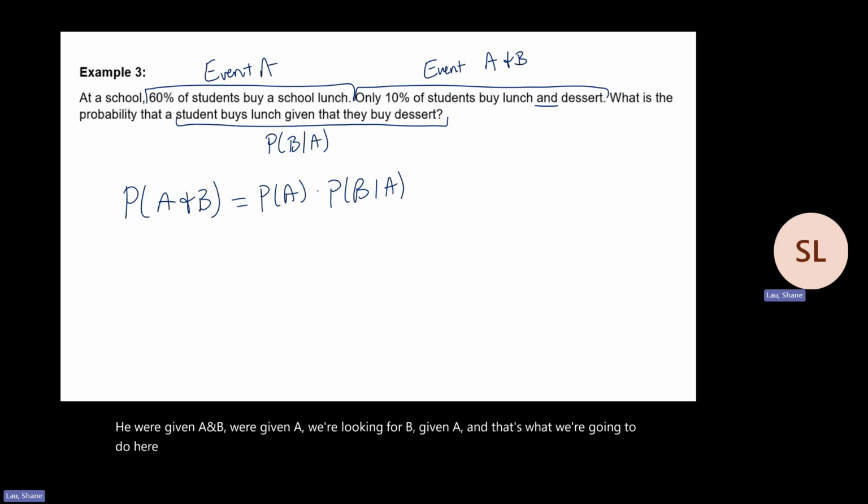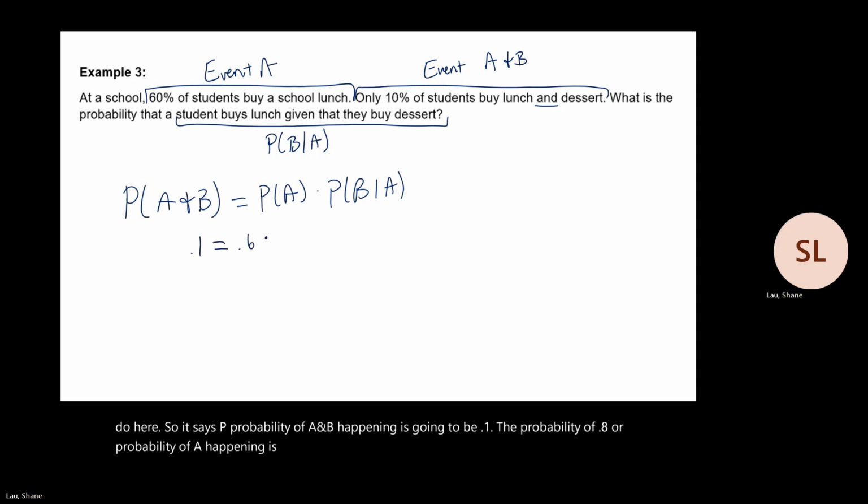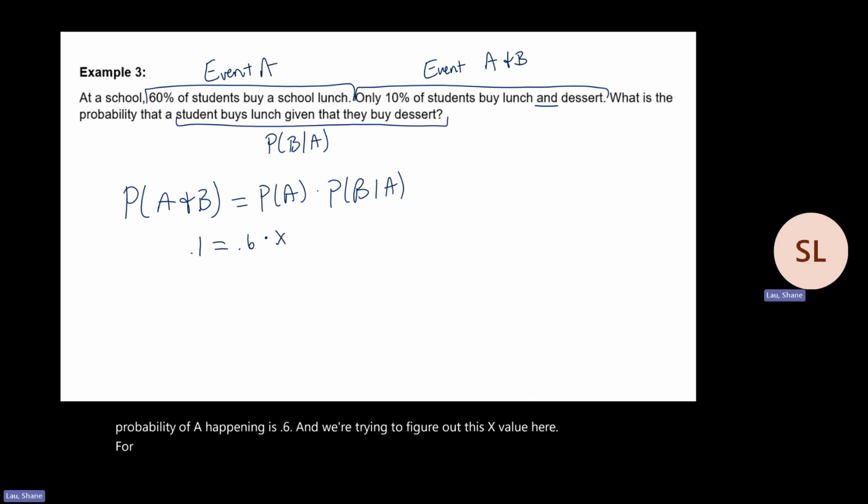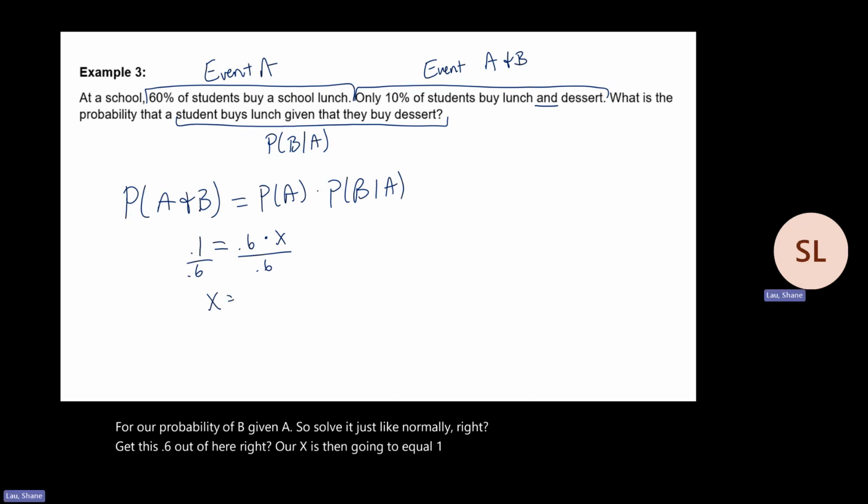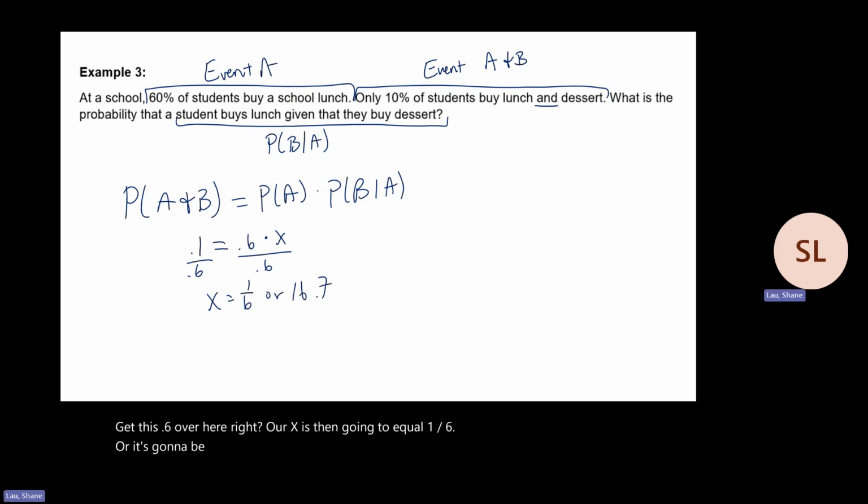So the probability of A and B happening is going to be 0.1. The probability of A happening is 0.6. We're trying to figure out this X value for our probability of B given A. So solve it just like normally. Get this 0.6 out of it, and our X is then going to equal 1/6, or 16.7%. Of course, that's rounded a little bit. That's okay.